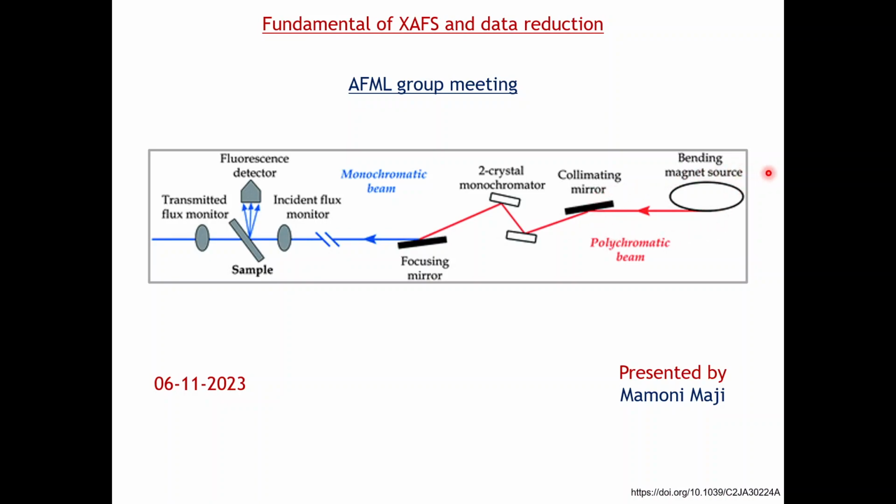Basically this is the synchrotron source, and from here a monochromatic beam is generated by using many mirrors and a monochromator. After that, we utilize this monochromatic X-ray to fall on the sample, and it is transmitted, to get the transmitted data, and also from the fluorescence X-ray we can measure this fluorescence data.